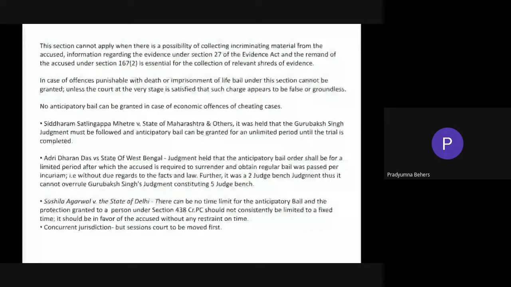So, in this case, the judges took such a view, but as it was a two-judge bench judgment, it cannot overrule Gurbaksh Singh's judgment, which was a five-judge bench, and that's why the Gurbaksh Singh judgment, which is saying that it will last for an unlimited period of time, shall prevail. Sushila Agrawal versus State of Delhi is also saying that there will be no time limit for the anticipatory bail, and the protection granted to a person under Section 438 CrPC should not invariably be limited to a fixed time. It should be in favor of the accused without any restriction.